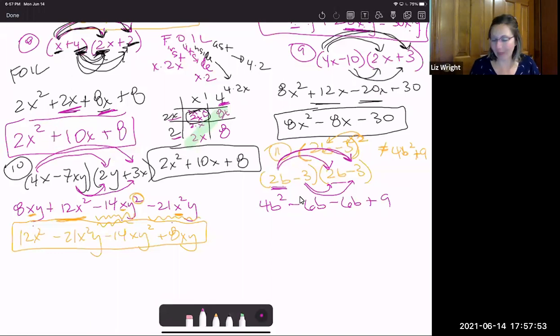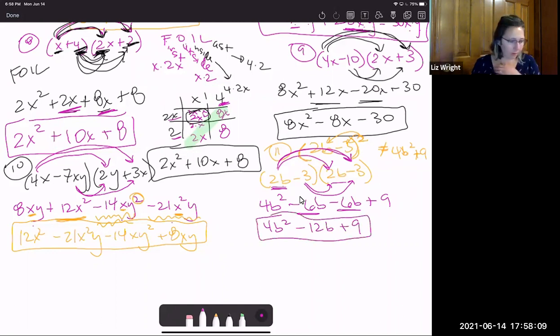Now we're going to combine our like terms here. So negative 6 and then a negative 6 is going to give us a negative 12b. So we've got 4b squared minus 12b plus 9. And that is our final answer with us combining our like terms.